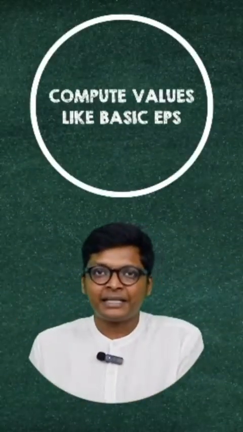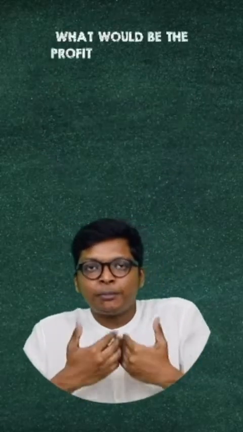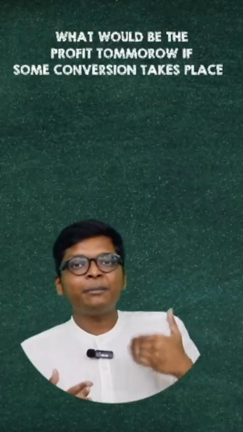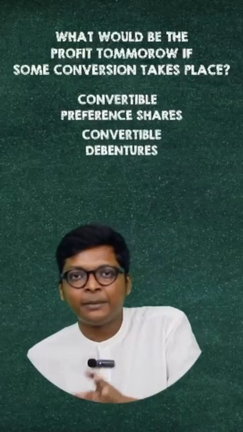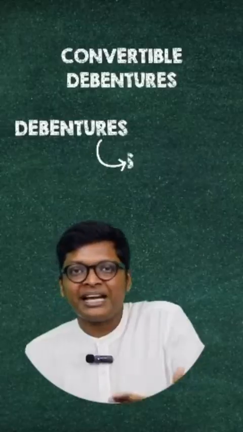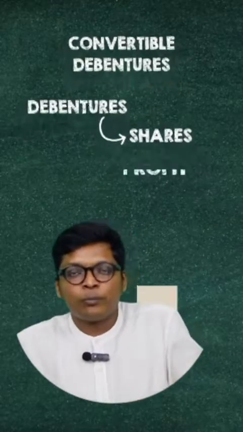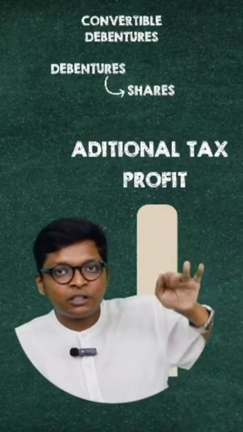Next, let's go to part 2, diluted EPS. Diluted EPS starts from where basic EPS ends. So you compute the values just like basic EPS. Numerator, the additions will be very simple. What would be the profit tomorrow if some conversions take place, like convertible preference shares, convertible debentures and ESOP. Convertible debentures: if debentures are converted to shares, I need not pay interest, so profit will go up. If profit goes up, I have to pay additional tax, so that percentage of tax will come down.